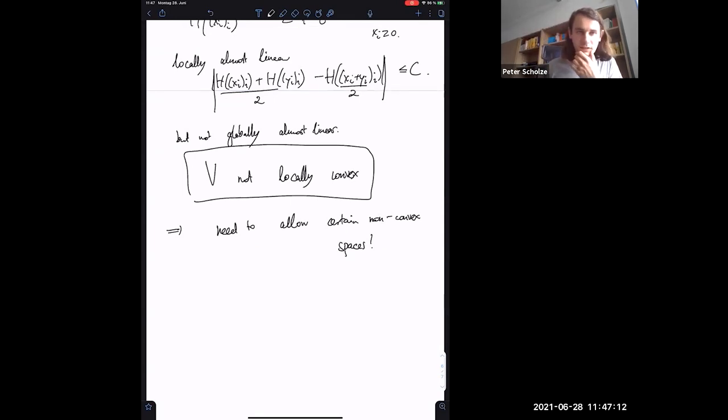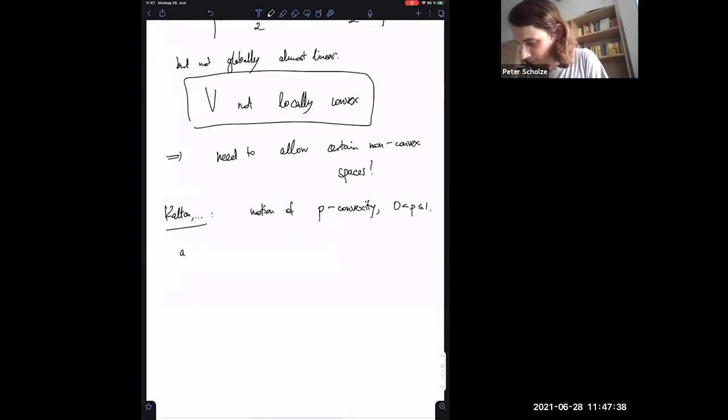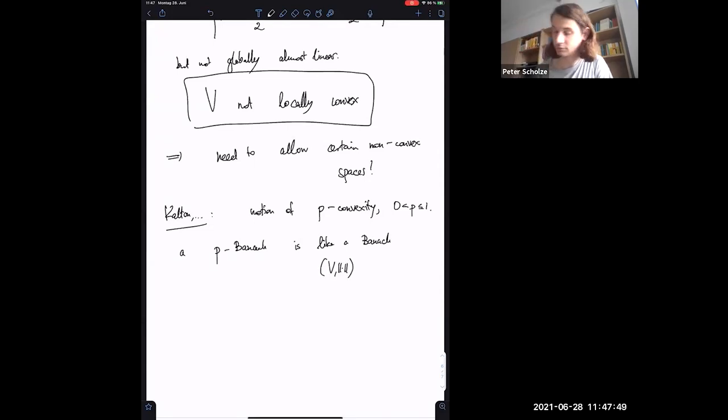Okay, and so then we learned about the space, the square of Cartan, etc. And others. So there's this notion of p-convexity. And now suddenly p is not a prime anymore, sorry, where p can be any number between 0 and 1. So p-Banach. It's like a Banach space, some complete vector space, but the scaling behavior is different. So the norm of a times v is the norm of a to the p times the norm of v.